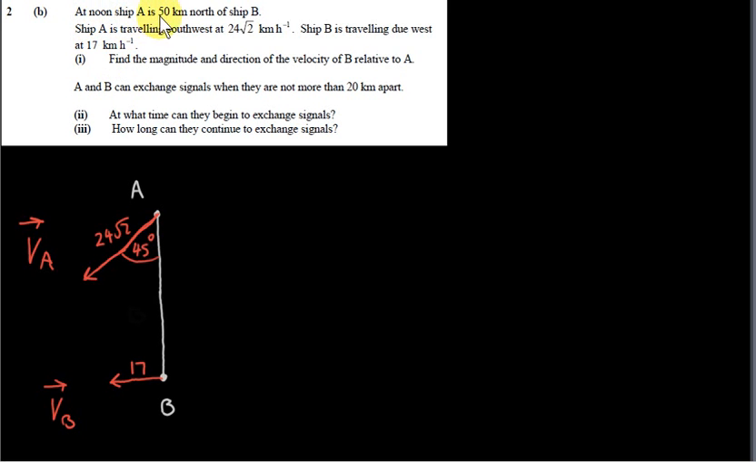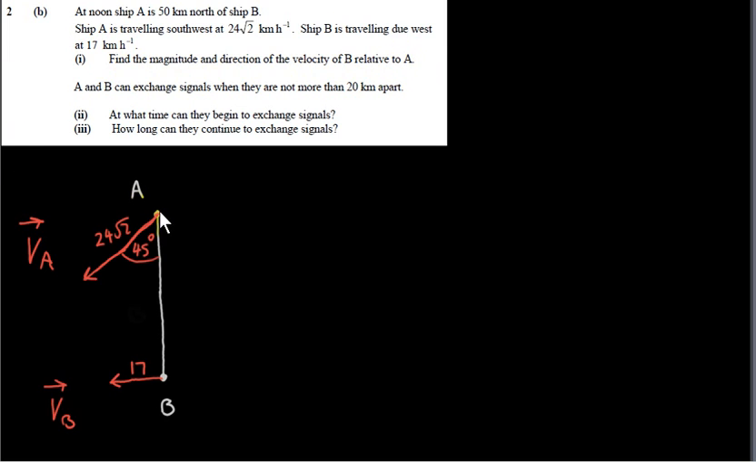At noon, ship A is 50 kilometers north of ship B. Ship A is traveling southwest at 24.2 kilometers per hour. Ship B is traveling due west at 17 kilometers per hour. Find the magnitude and direction of the velocity of B relative to A.